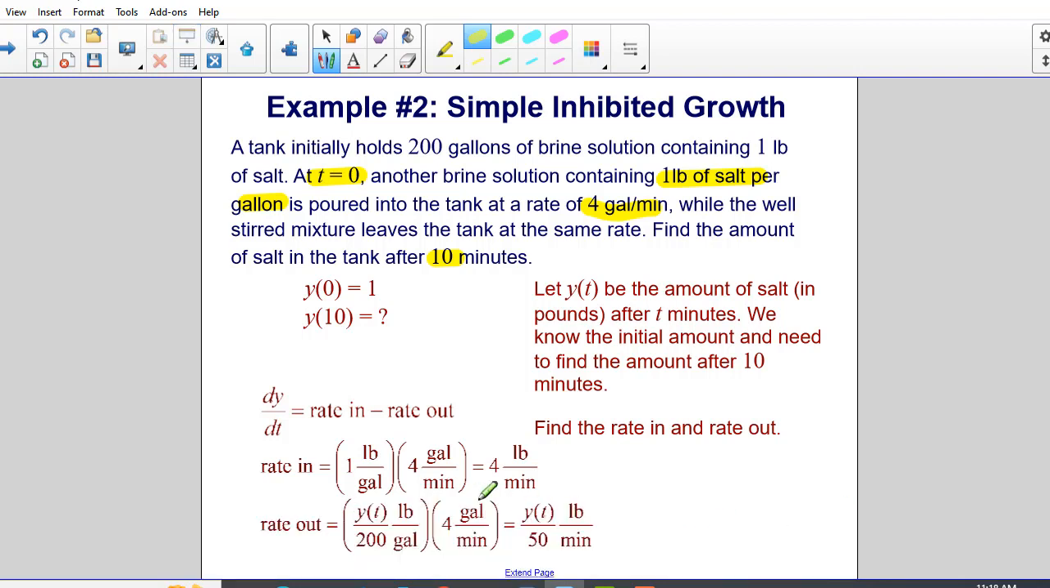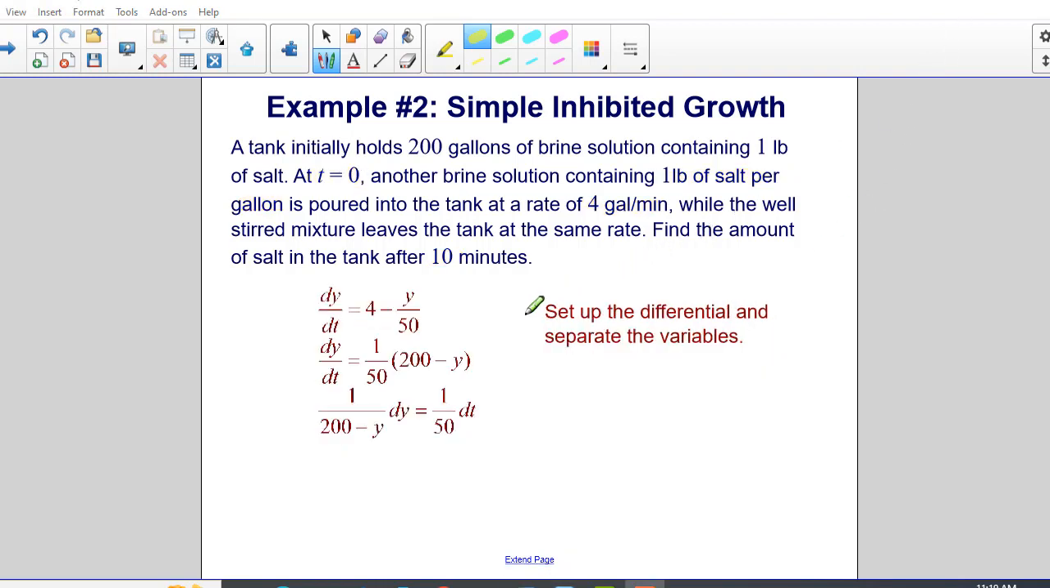The rate out is going to be the amount of pounds divided by 200 gallons, because the entire tank holds 200 gallons, multiplied by the rate that it's escaping. And it says that it's leaving the tank at the same rate of 4 gallons per minute. We don't know how many pounds of salt there are, so we're using our y of t divided by the 200 gallons, and that gives us the rate out is y of t pounds divided by 50 minutes.